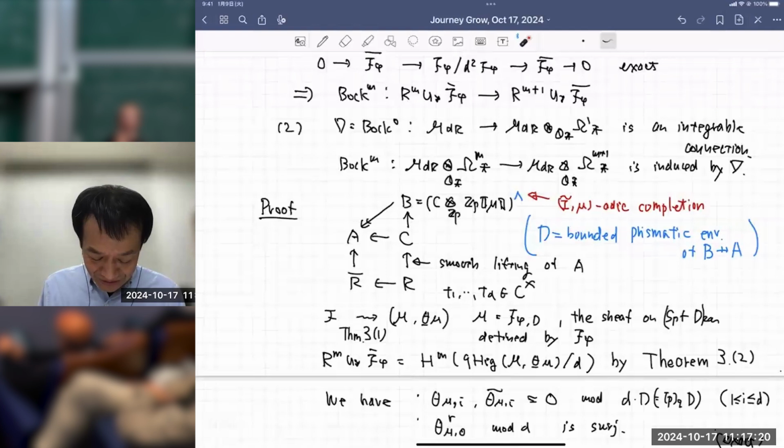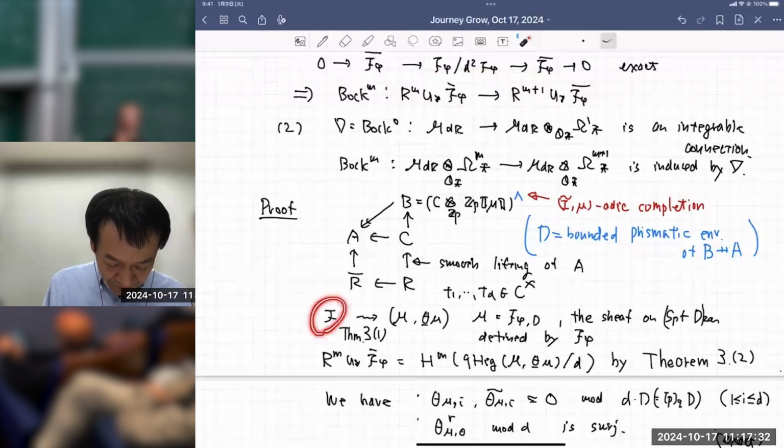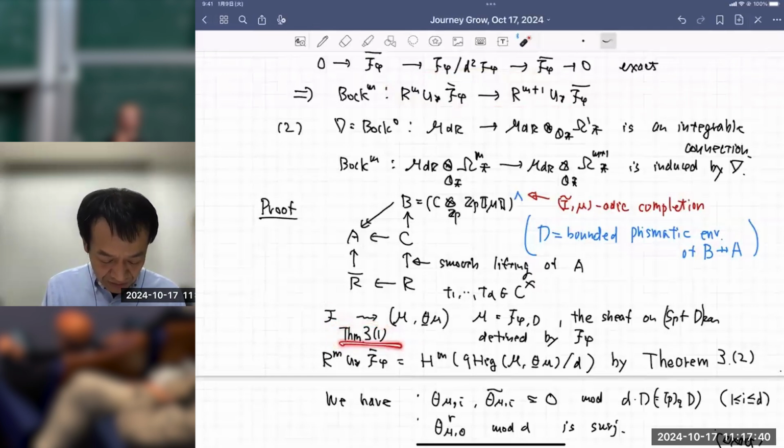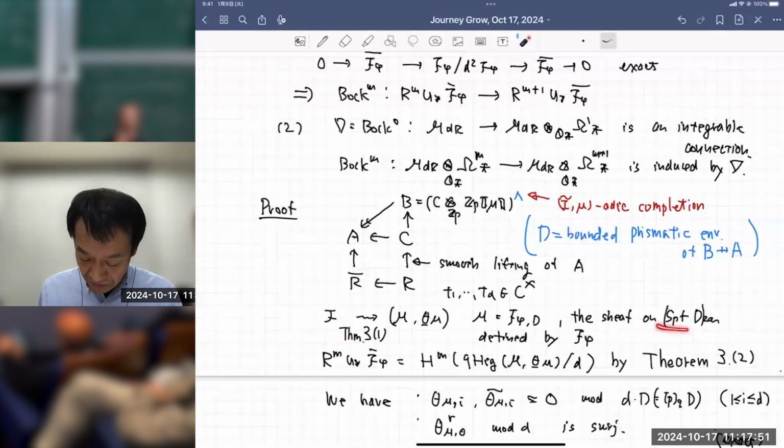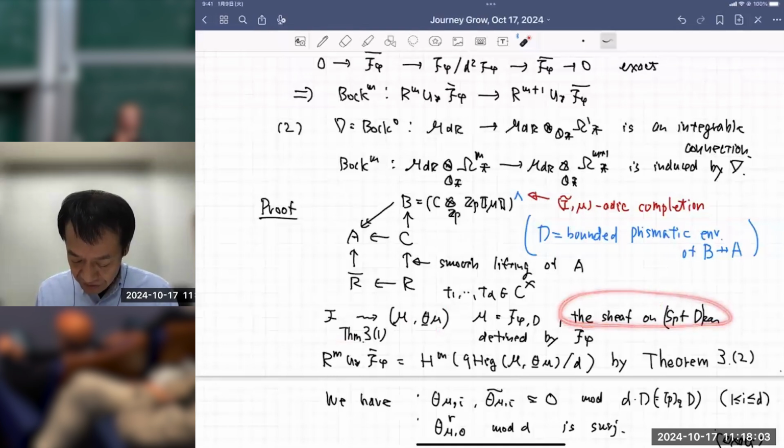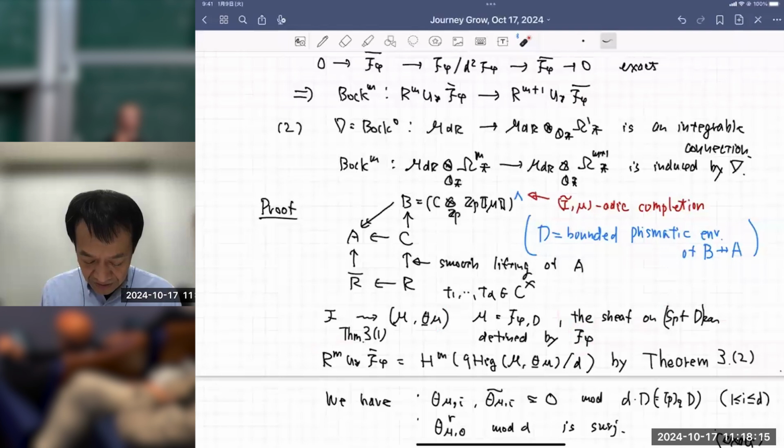Okay, so to explain how one can show this, first, starting from F, by using the first claim of theorem 3, applying theorem 3 to the reduction of F modulo powers of I tilde, you get some module M on this formal scheme with the q-Higgs field. And actually, the underlying module is just the sheaf on this formal scheme. So this is an object on the prismatic side. So you can define the sheaf on here by using this sheaf on the prismatic side. And this is actually equal.